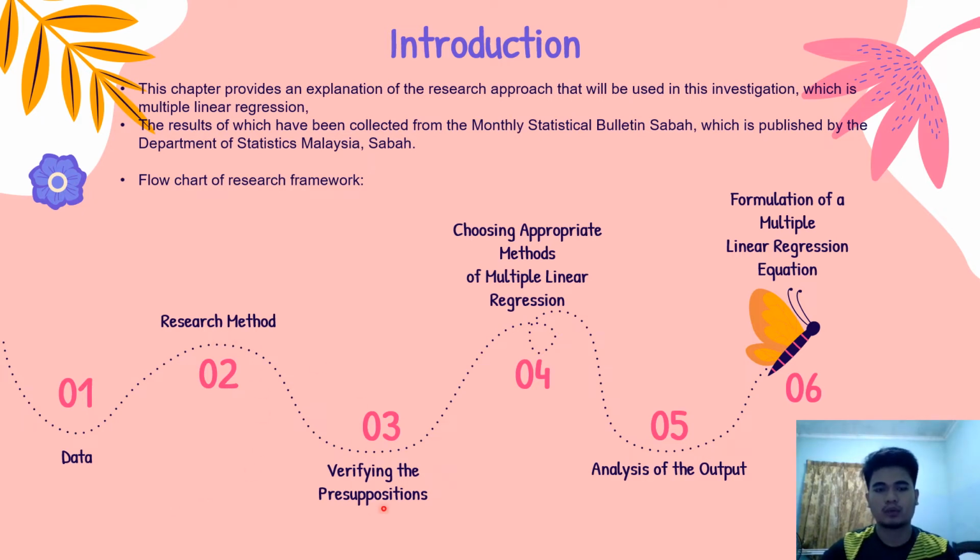Second, the research method we need to do. The third one is verifying the supposition. The fourth one is choosing the appropriate method of multiple linear regression. Fifth, analysis of the output. And the last one is the step of formulation of the multiple linear regression equation.